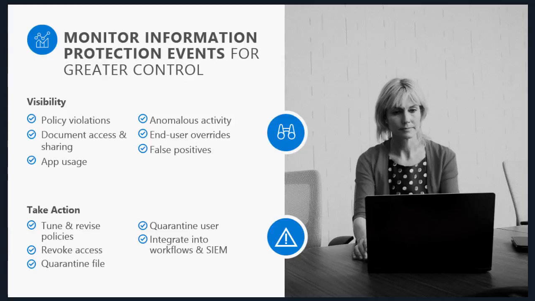Policy violations, oversharing, app usage. For instance, where is this file being accessed from? Or is there any sort of anomalous activity that we're detecting? Maybe a file is being accessed on behalf of a user, and that user is being impersonated. Those are the various controls and visibility you have across our products.